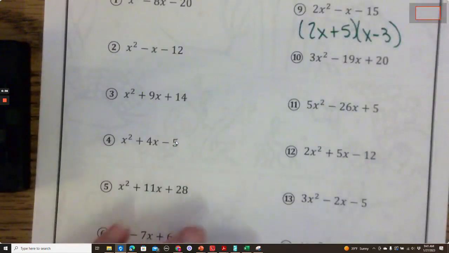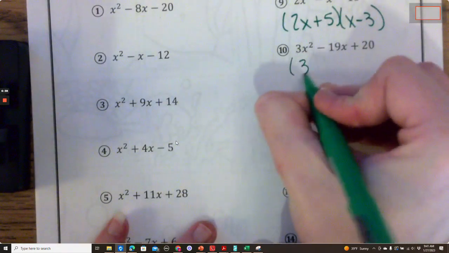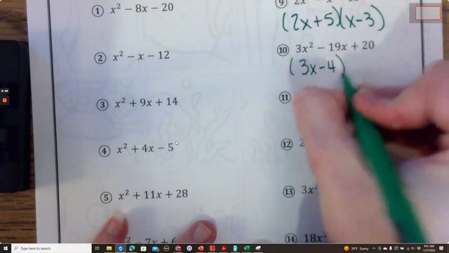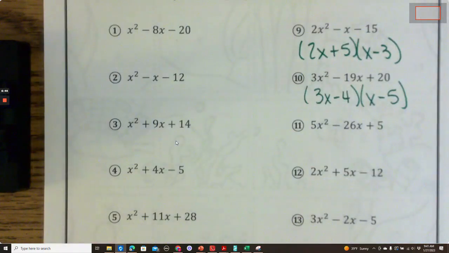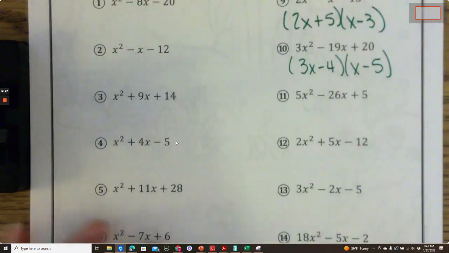Okay. 3x minus 4, x minus 5. How do y'all feel about this method? We're okay? I know it's more steps. We're going to practice this again today. We're going to practice it Monday too. We're going to make sure we get this.